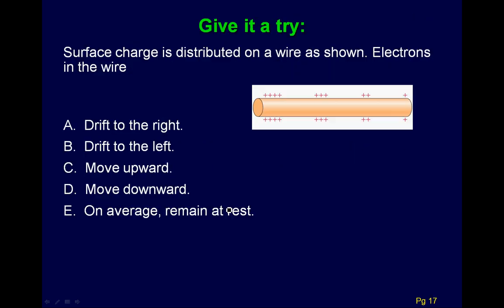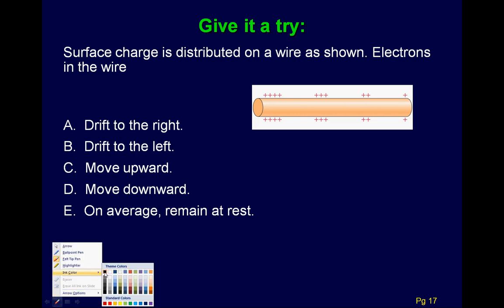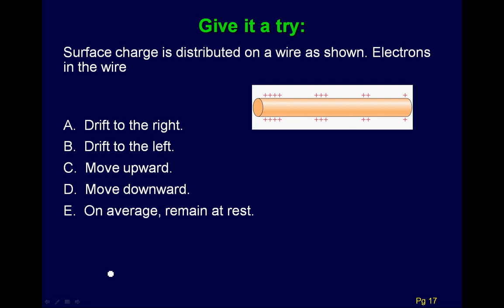So let's stop here, take a pause, and figure out, so here's a wire with some charges on it. Which way would the electrons want to flow in this wire? Okay, so with this one here, hopefully you got that the electrons want to flow to the left.